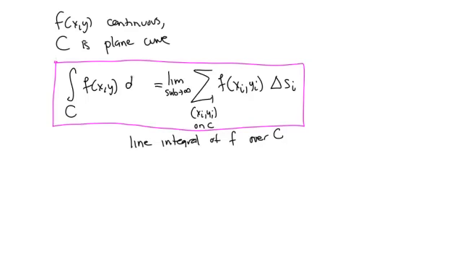The little differential symbol that we're going to use for this is going to be based off of this part right here, since we're adding up small segments of length, and s is the traditional symbol used to denote arc length. We're going to call this the integral of f of x, y, ds over C.